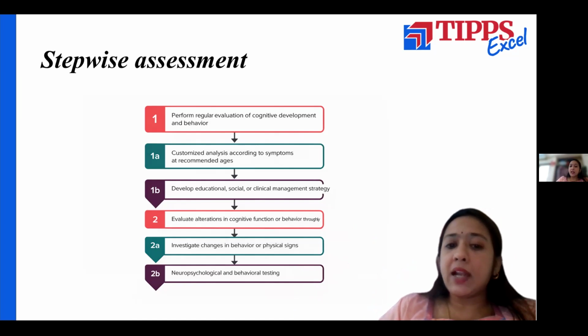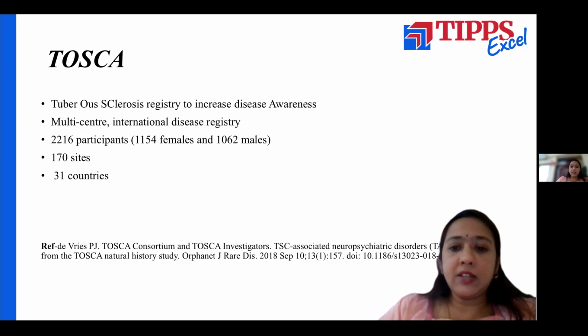So we have to evaluate the alterations in cognitive function, we have to investigate for the changes in behavior, and finally we have to subject the child to neuropsychological and behavioral testing. So this is the famous TOSCA study, that is the tuberous sclerosis registry to increase disease awareness. It is the longest natural history study, and it is done in multiple centers, and nearly 2216 participants were involved, across 170 sites over 31 countries.